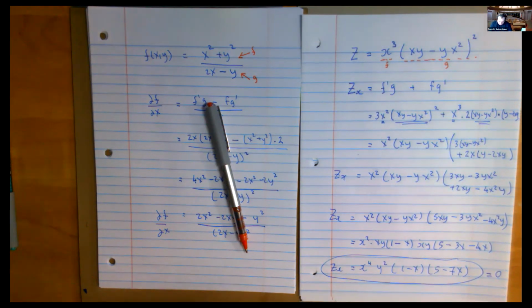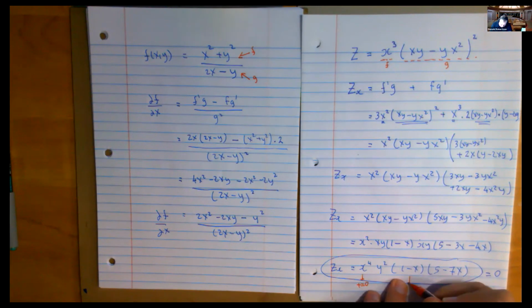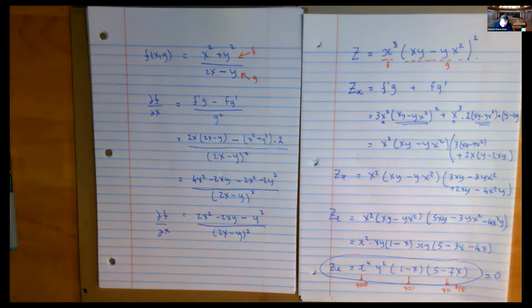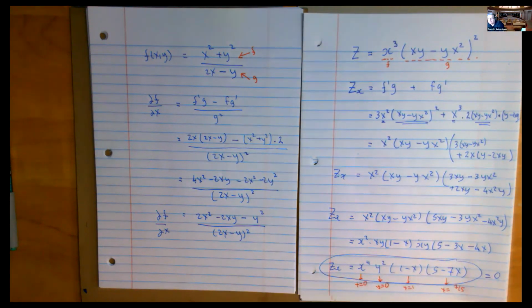Well, I could tell you right now. Won't it be 0 when x is 0? Won't it be 0 when x is 1? And won't it be 0 when x is 7/5? Oh, and won't it also be 0 when y is 0? Do you see then that there are 4 possible places where this derivative would be 0?